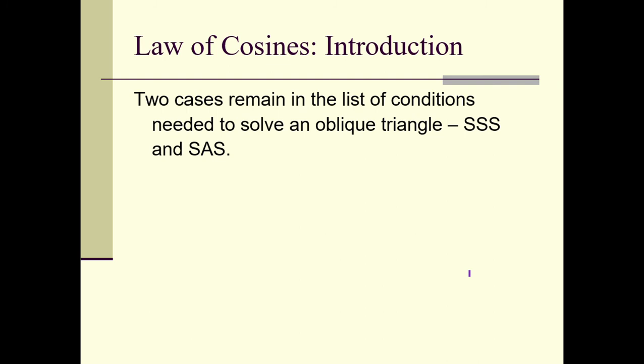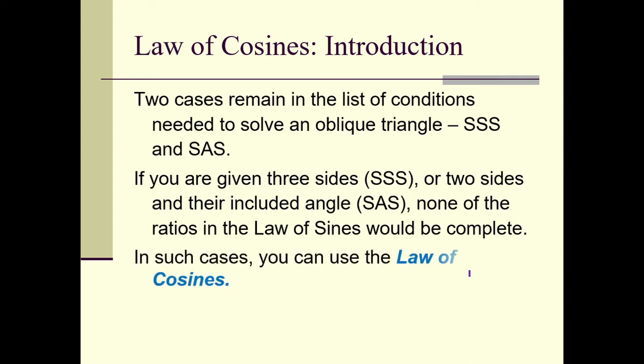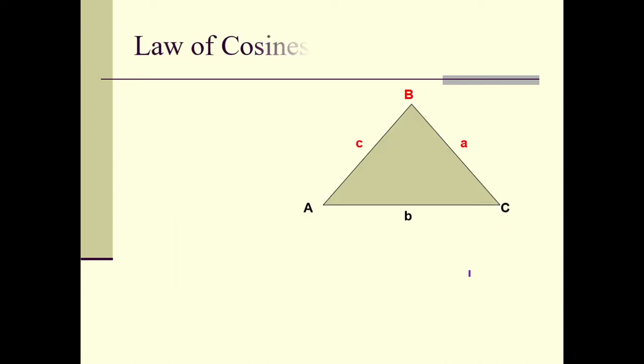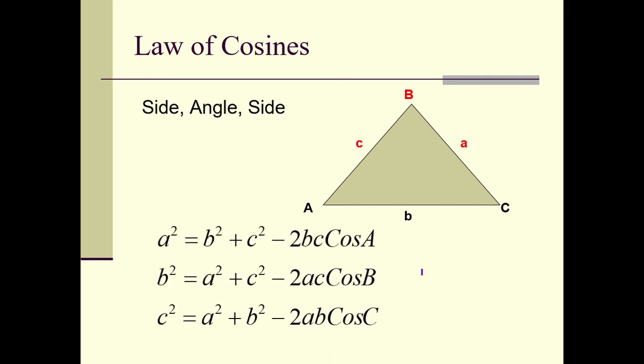So, two cases remain in the list of conditions needed to solve oblique. If you are given three sides, or two sides and their included angle, none of the ratios of the law of sines would be complete. In such cases, you can use the law of cosines. So, this is the formula.